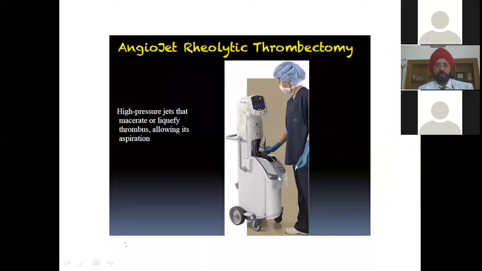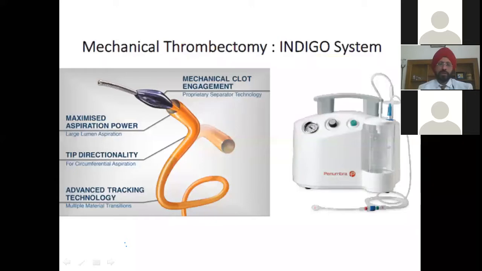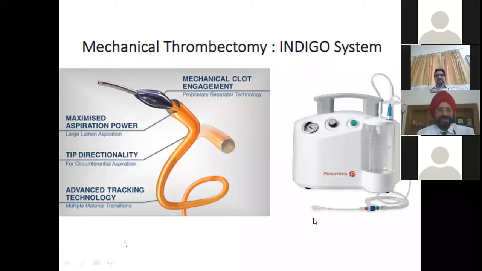This is AngioJet, which I have not used, but it has been used by people. What I have used, something again very new in our part of the world, is called a Penumbra or Indigo system. That's basically a suction device with the addition of a smart thing called mechanical clot engagement. You keep pushing it to disturb the clot, and then with this machine, you are sucking it. So basically, I call it a simple suction catheter which has gone abroad and done a PhD degree. That's what it is actually.